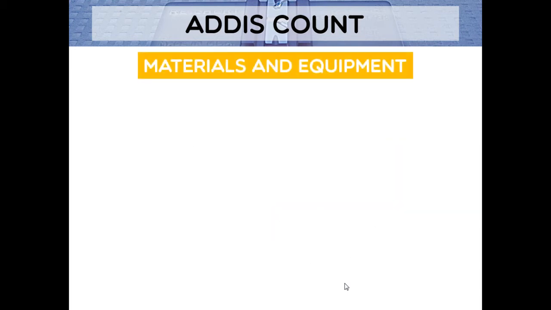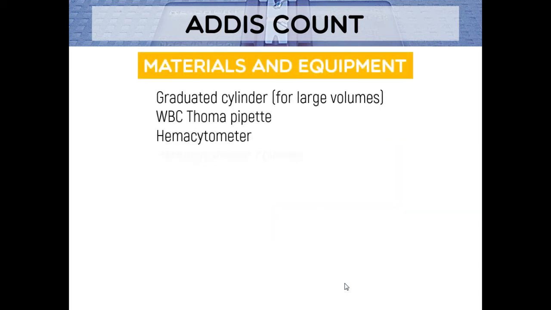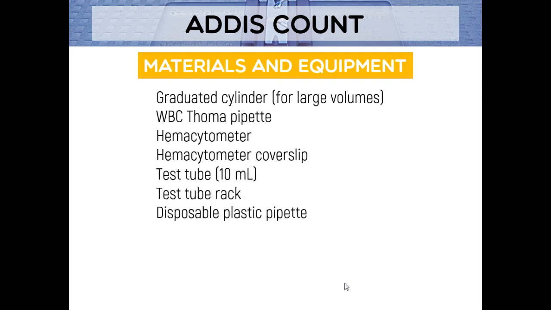Now, for Addis count, what are the materials that we need? Again, you have graduated cylinder, your WBC thoma pipette, you have the hemacytometer, cover slip sa hemacytometer, test tube, 10 ml, test tube rack, and disposable plastic pipette. Now, sir, nga mo gamit og WBC thoma pipette?